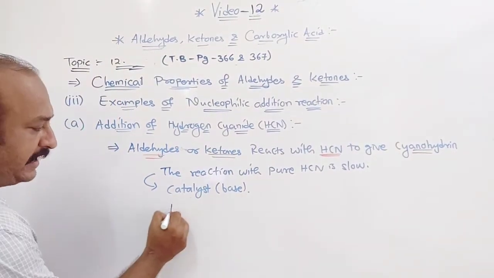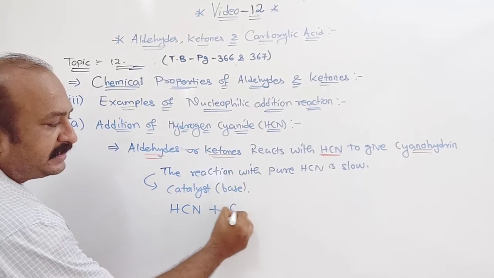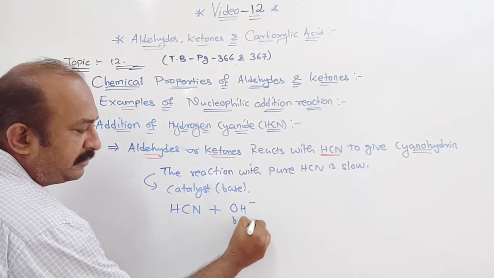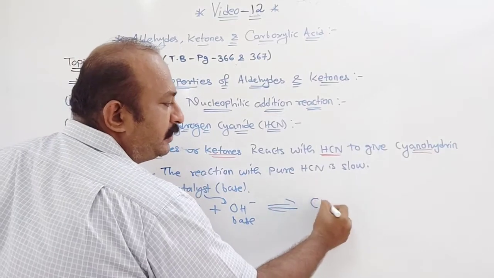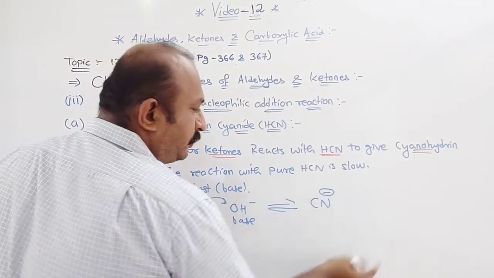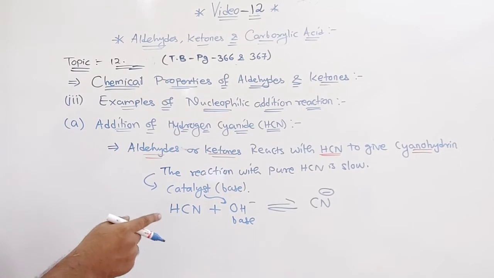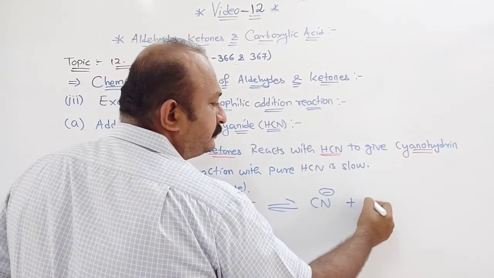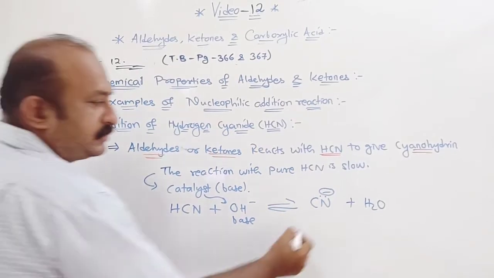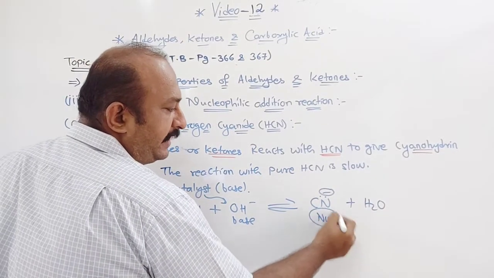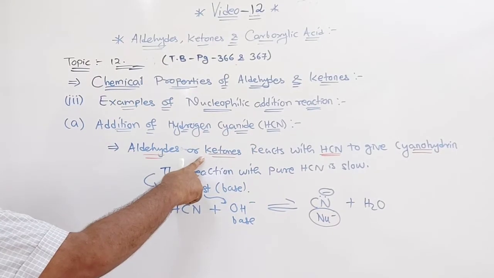That is, suppose HCN is there, the HCN is treated with a base, and that is nothing but the catalyst, to give you what? A nucleophile. So it reacts with a base to give a nucleophile. Okay, like this we can write. So this is the nucleophile we get, and that we are going to use in this reaction.